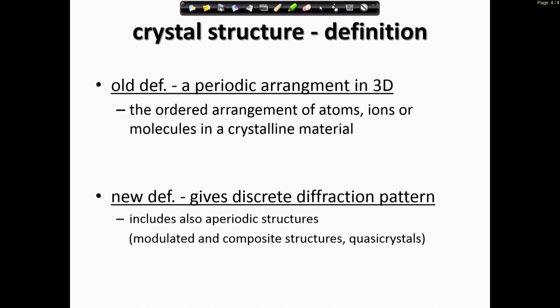So as soon as you get a diffraction pattern that is discrete or essentially discrete, you can say you have a crystal. But for this lecture and for most of the workshop, we will work only with 3D periodic crystals, and for them the old standard or traditional definition is valid. So it's a three-dimensional periodic arrangement of atoms, ions, or molecules in a material.